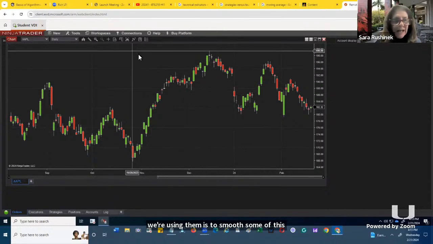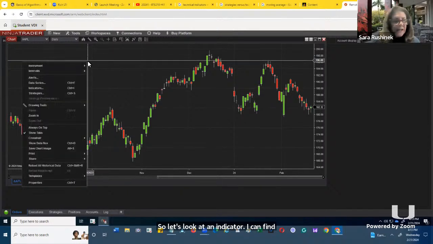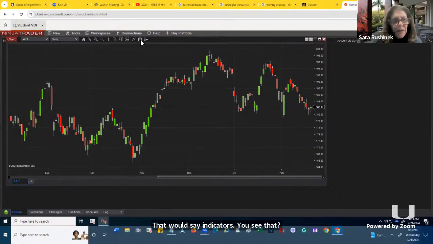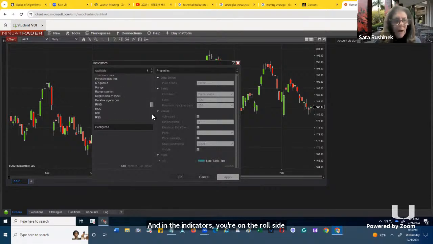So let's look at an indicator. I can find those indicators in a number of ways. I could right click in the black and find something that would say indicators. You see that? Or I can use this. If I go here, right next to strategies to the left, I have a little icon there that says indicators. Doesn't matter. I'll choose either one, indicators. And in the indicators, what am I looking for? Something called what?